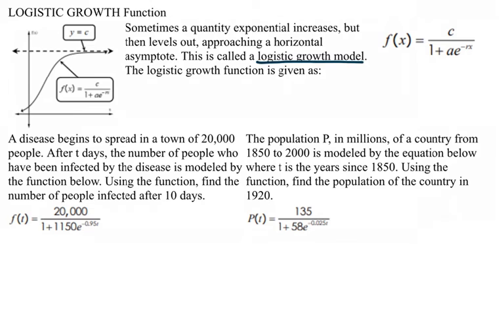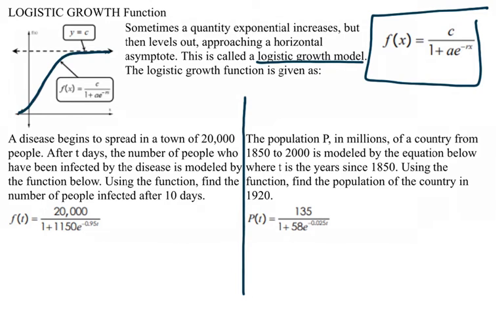Alright, so it looks like this. It increases really quickly, but then it's going to level out. It's going to level out because there's an asymptote. So the logistic growth function is given as this. Alright. And now we're just going to use this to solve some problems.